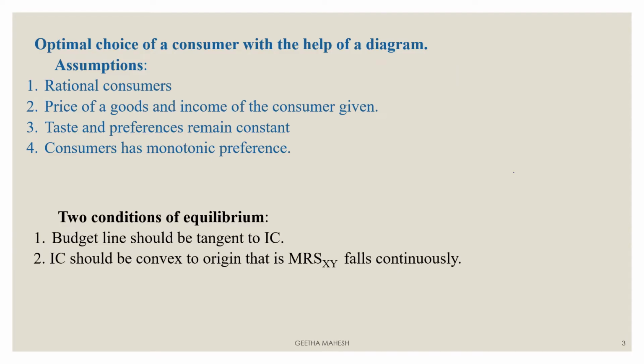Dear students, before we discuss optimal choice of a consumer with the help of a diagram, let us discuss assumptions of optimal choice of a consumer. A consumer is a rational consumer, as he should be in a position to calculate the utility that he is deriving from different combinations of two goods, and the prices of goods are given and income of the consumer is also given. That means it remains constant. The taste and preference of the consumer remain constant throughout our experiment.